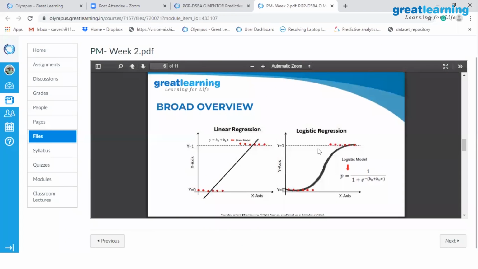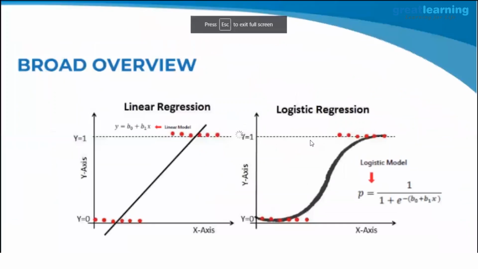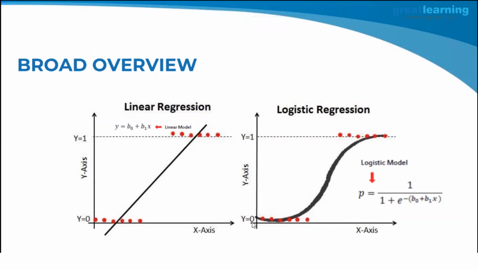So we have converted this linear regression by forcefully making whatever is greater than 1 become 1, and whatever is less than 0 become 0, by using the logistic model.